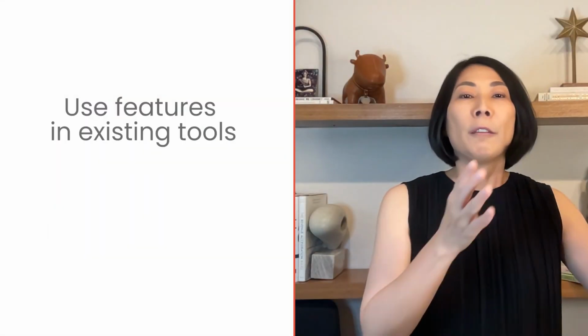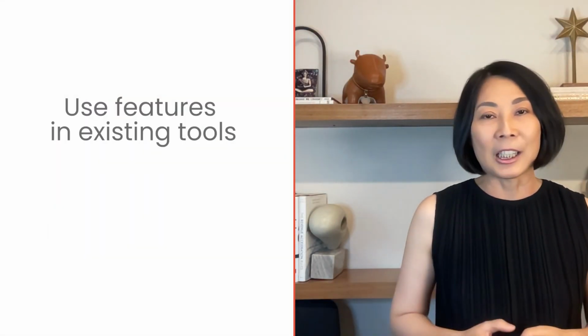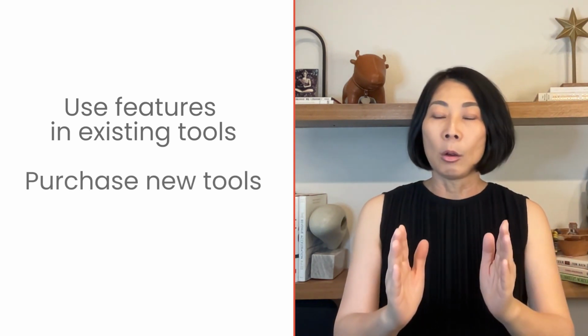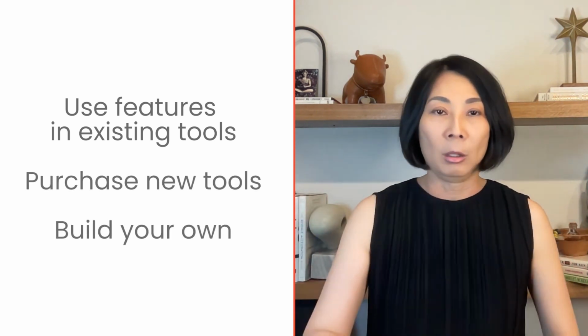Once you and your team determine which parts of the workflows you want to incorporate AI into, you can determine which tools to use. And there are usually 3 choices. Use features in existing tools, or you can purchase new tools, or build your own. I always tell my clients to check AI features within the existing tools they use.